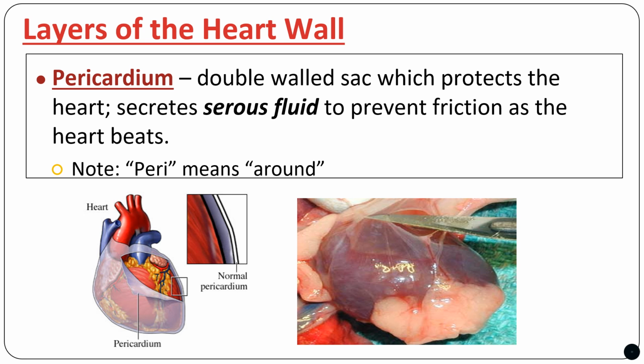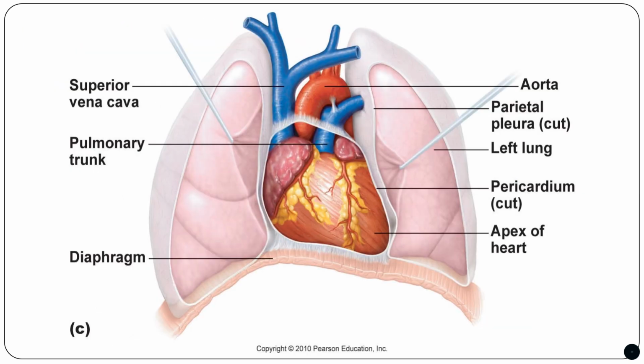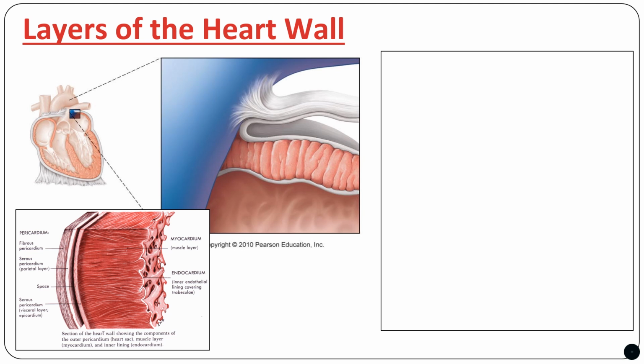So the heart wall is going to have a few different layers, and it is going to have a sac that goes all the way around the outside of it. This double-walled sac that protects the heart and secretes serous fluid to prevent friction as the heart beats is going to be called the pericardium. If you remember from our previous lectures, peri means around, and we talked earlier about how card or cardium means heart. So this literally means around the heart. Here is a picture of what this looks like. Again, with more labeling, I put this in here primarily just to help you with your studying.